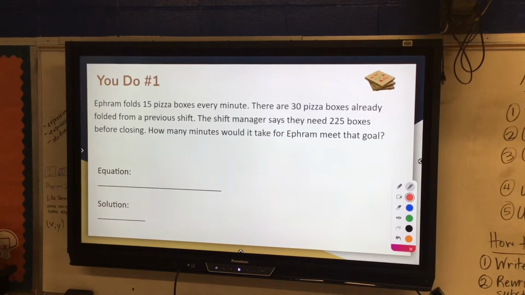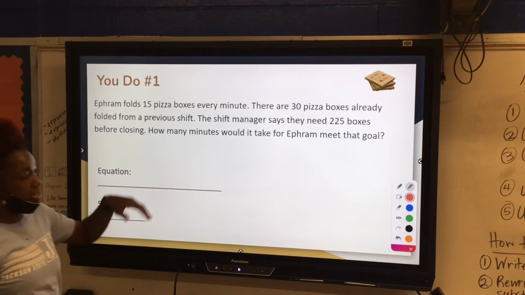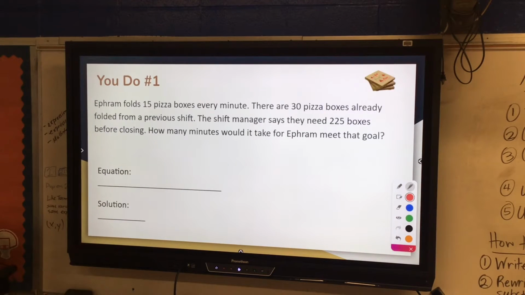Alright, Ephraim folds 15 pizza boxes every minute. There are 30 pizza boxes already folded from the previous shift. The shift manager says they need 225 boxes before closing. How many minutes would it take for Ephraim to meet that goal?